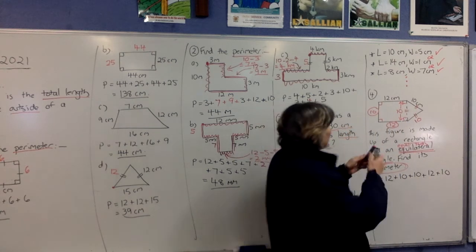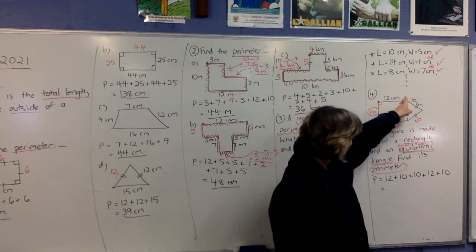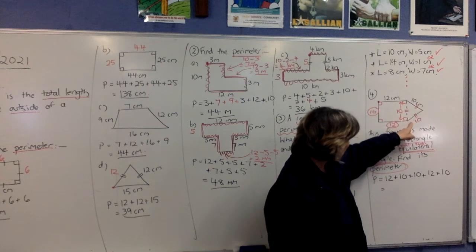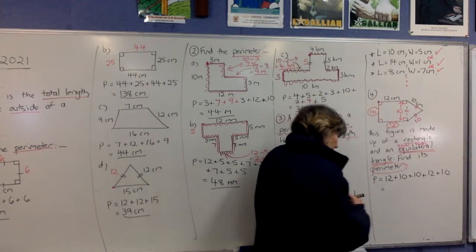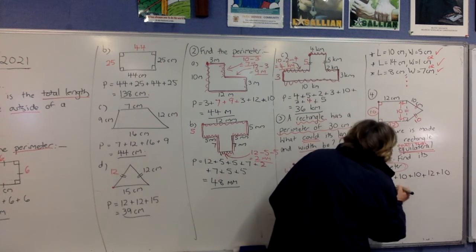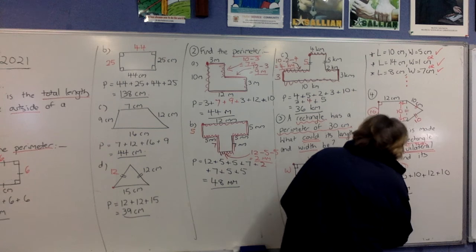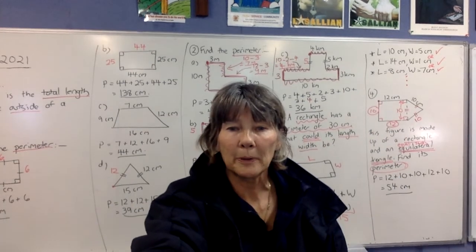So we're going to start at the top left-hand corner and do 12 plus 10 plus 10 plus 12 plus 10 and get the answer of 54 centimetres. It's now time for you to practice yours.